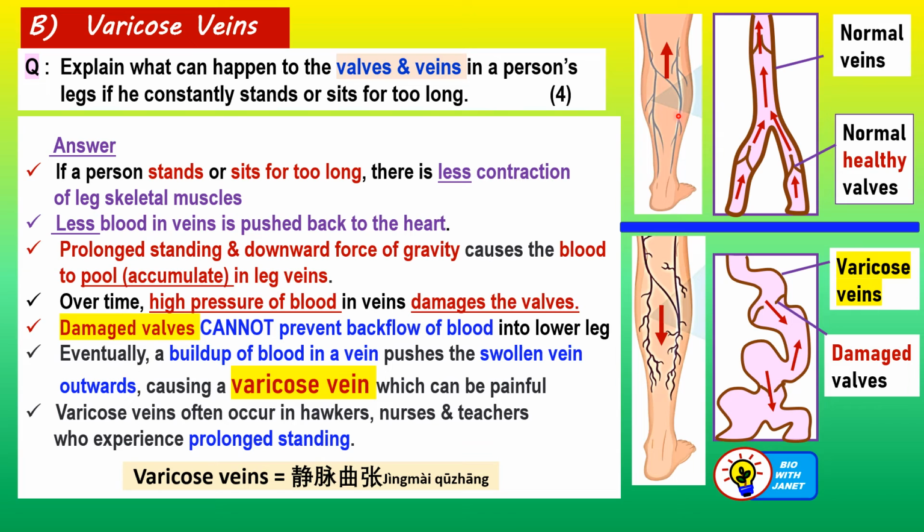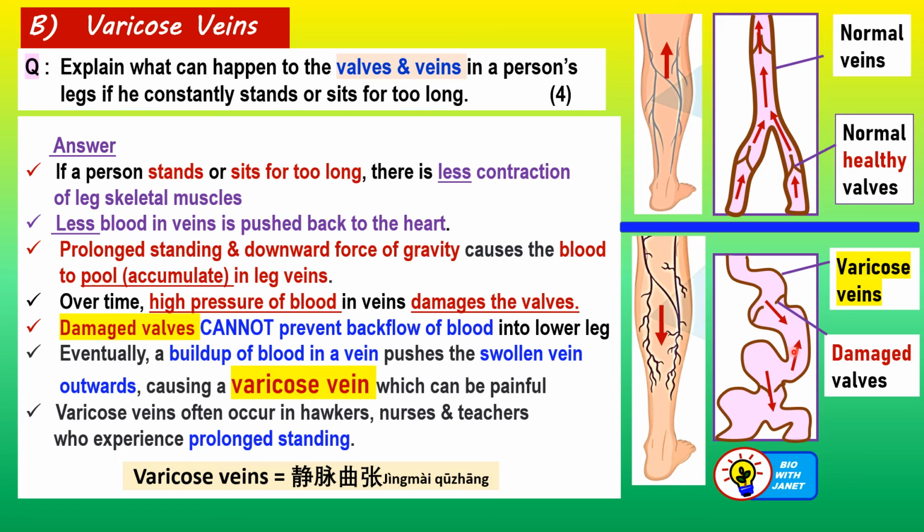Now, over time, prolonged standing for hours and the downward force of gravity causes the blood to pool or accumulate in the leg veins here. Okay, instead of flowing back to the heart, most of the blood may accumulate in the veins. So the high pressure of the blood in the veins can damage the valves. Okay, so the valves are pressed downwards and then they are damaged. They are no longer tight anymore, and they can open up in this way. So the damaged valves cannot prevent the backflow of blood into the lower leg anymore.